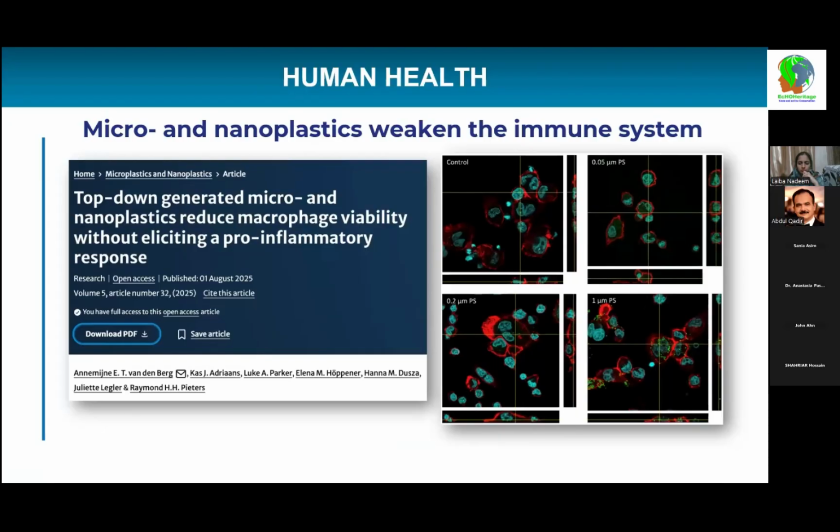Immune system. Immune cells appear to be very vulnerable to plastic exposure. Researchers at the University Medical Center Utrecht have found that immune cells exposed to micro and nanoplastics die approximately 3 times faster than unexposed cells. A compromised immune system is not a disease itself, but it is a condition that contributes to the development of many other diseases.